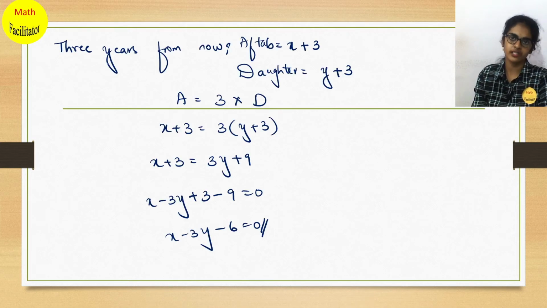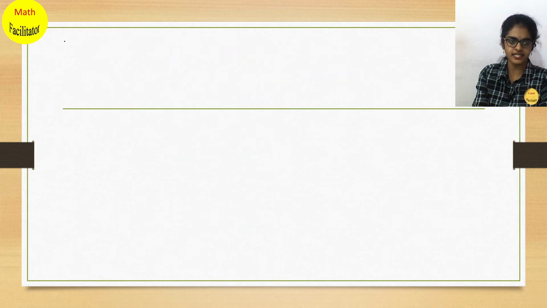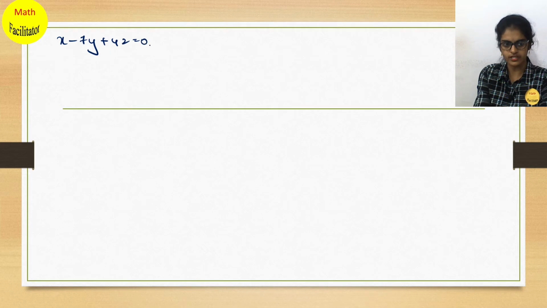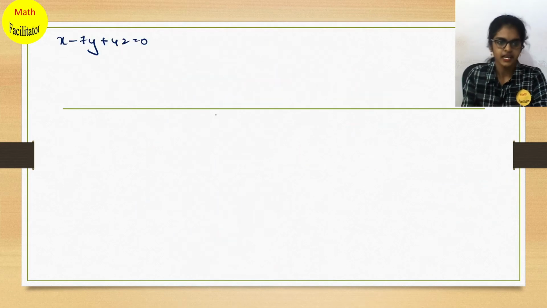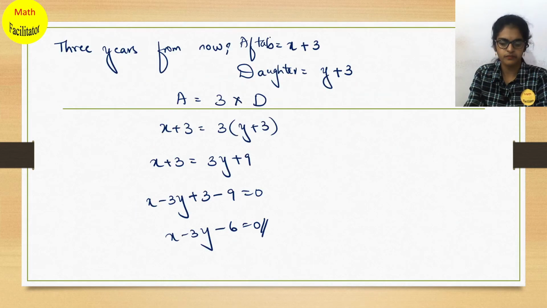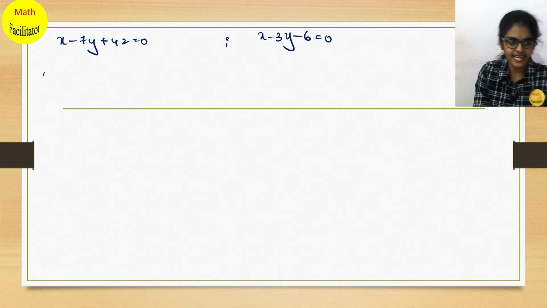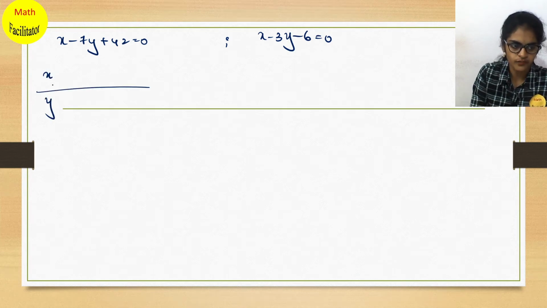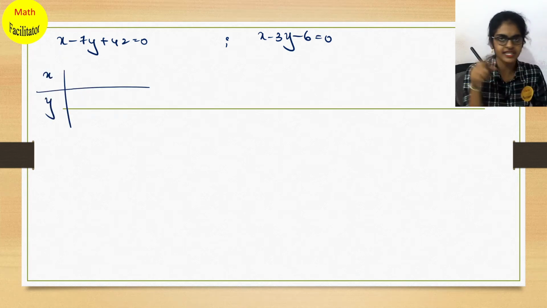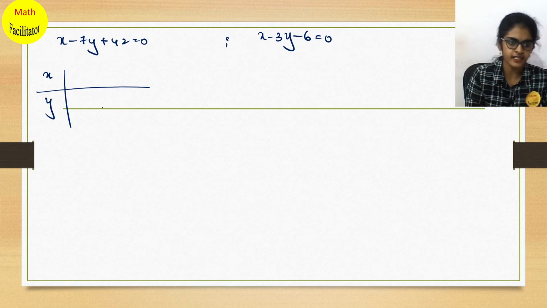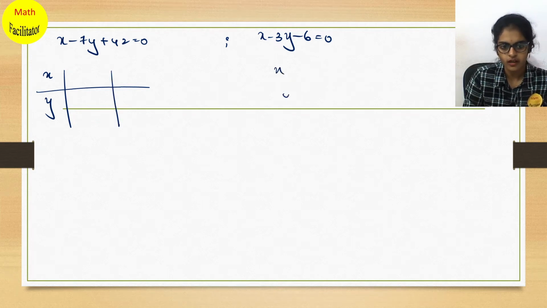Now you have to draw a graph for both. The first equation is x minus 7y plus 42 equal to 0, isn't it? And the second condition, x minus 3y minus 6 equal to 0. So let us take x value, y value. As you know, these are linear equations, so you get only a straight line. To draw a straight line, only 2 points are sufficient to define a line.